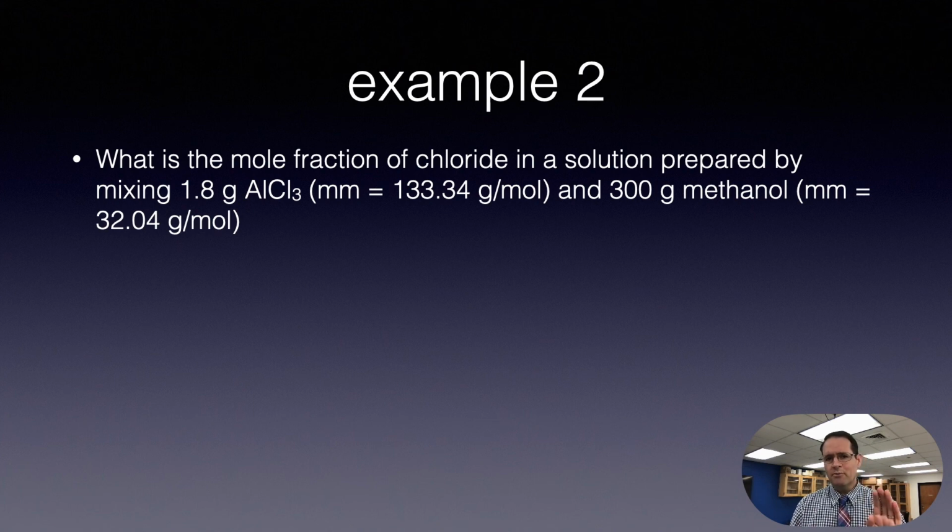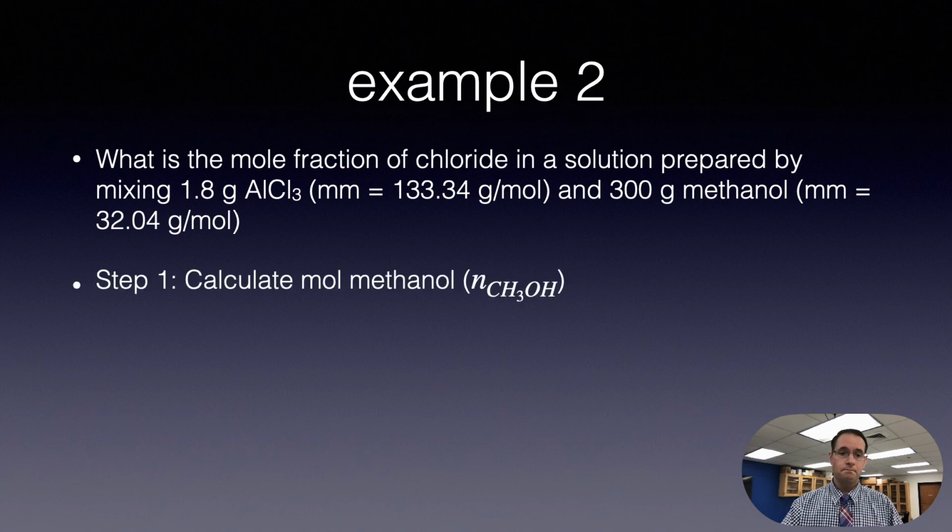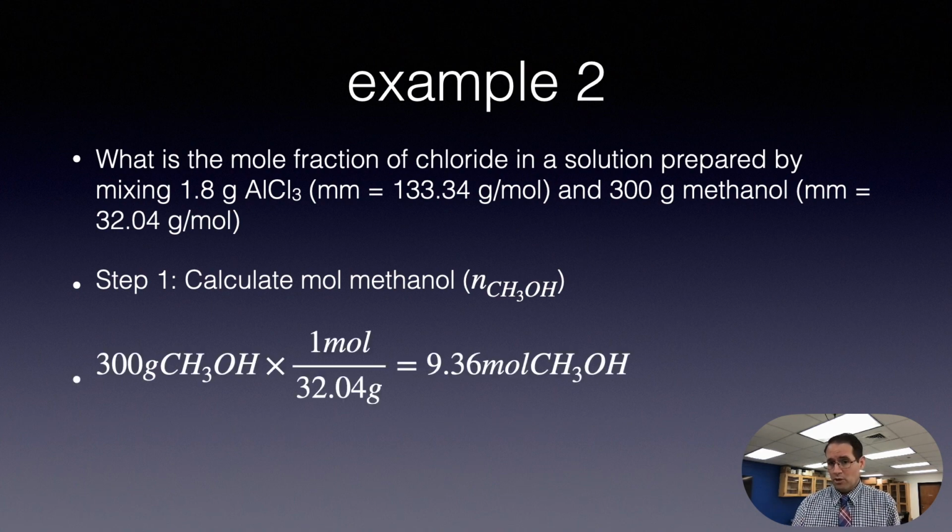So we've got a lot of different things. When aluminum chloride is dissolved into methanol, we have a bunch of different molecules and ions, okay? We have methanol, which is the solvent. We have aluminum ion, which is one of the solutes, and we have chloride ion floating around, which is one of the solutes. So the first thing we need to do is calculate the moles of the methanol. We have the grams, we have the molar mass, so we just do the division there, and we get 9.36 moles of methanol.